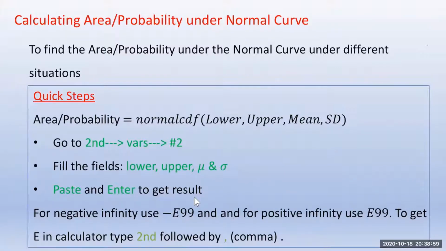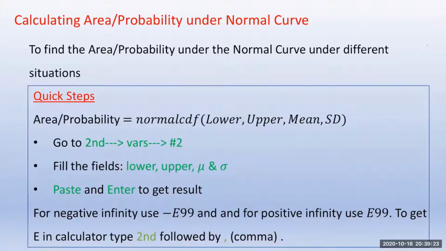Sometimes we have to use infinity or negative infinity in place of lower or upper value. In order to type negative infinity in our calculator, we use negative uppercase E99, and for positive infinity, we use uppercase E99. And in order to get that E in our calculator, we type second followed by comma.